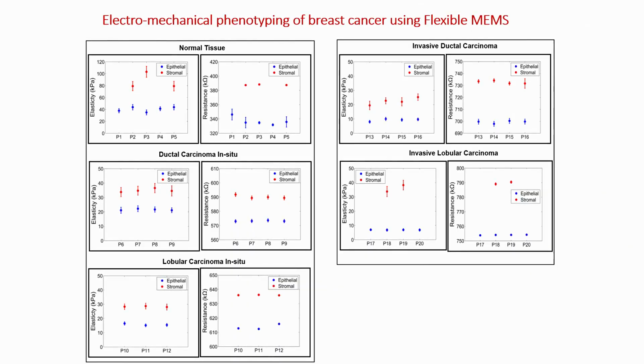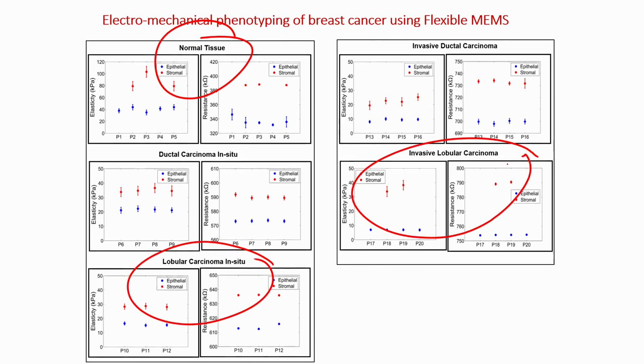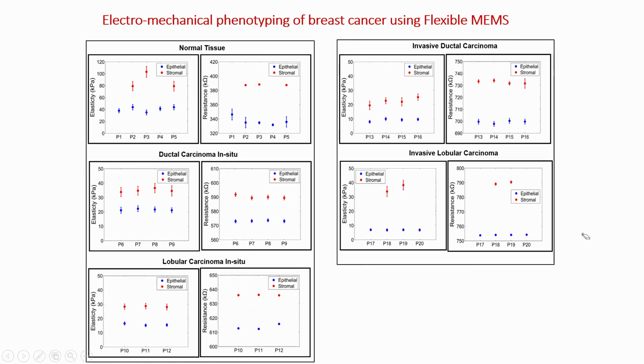But if you take the case of lobular carcinoma in situ, from normal tissue to lobular carcinoma in situ to invasive lobular carcinoma, we can again find a distinct, clear-cut pattern. We can easily delineate a normal tissue, a tissue from lobular carcinoma in situ and a tissue from invasive lobular carcinoma. And thus, our sensor is able to measure the change in elasticity as well as resistance as the cancer progresses from normal to invasive.